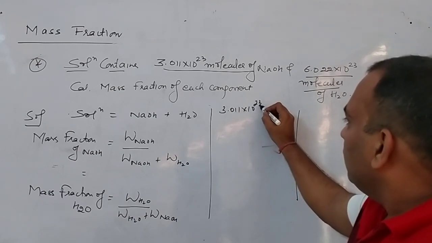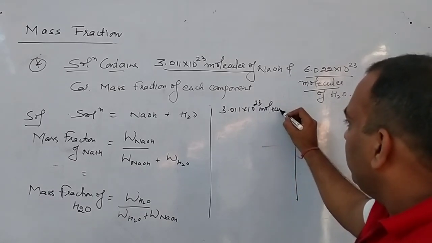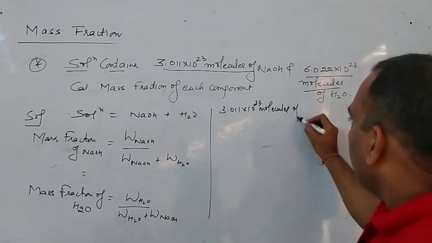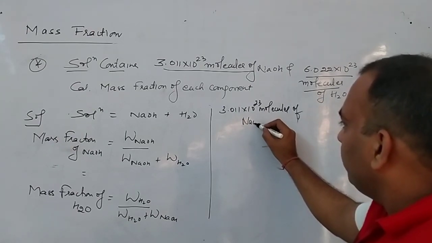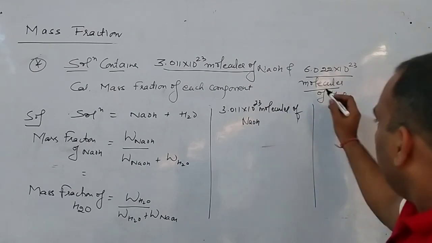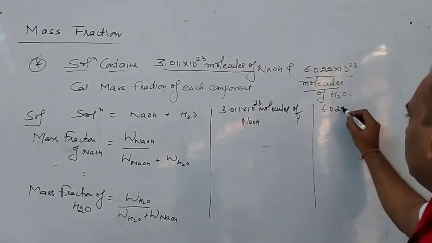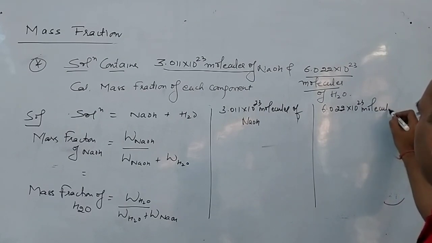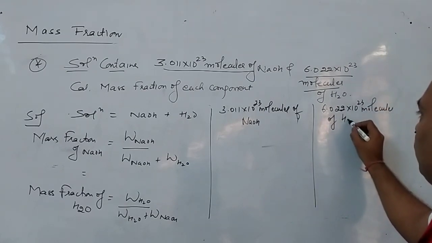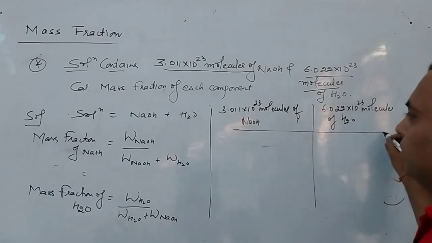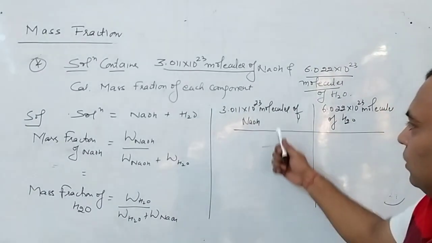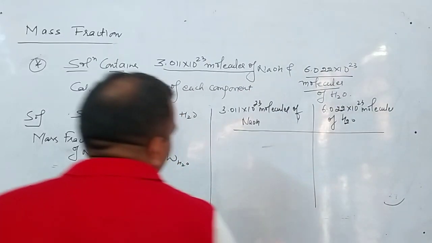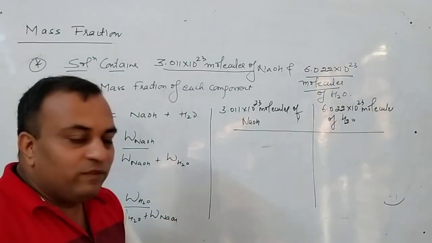3.011 × 10^23 molecules of NaOH are given, and 6.022 × 10^23 molecules of water are given. This is the data given. So what do we have to do? I have to convert the molecules into mass. Same mole concept: molecules are given, mass I have to calculate.